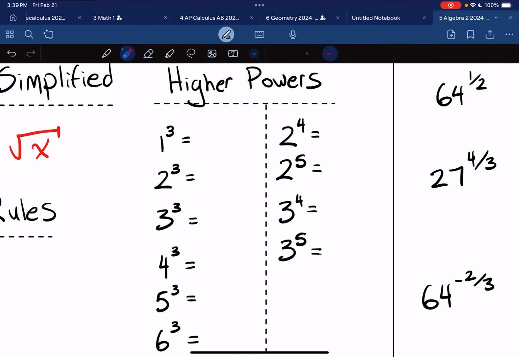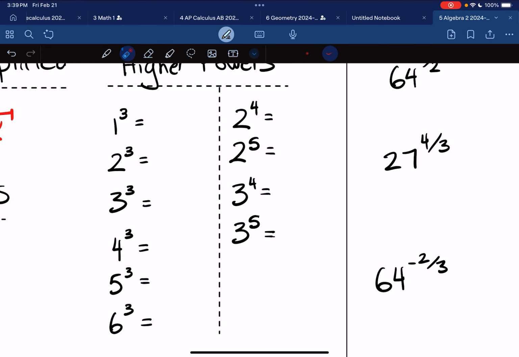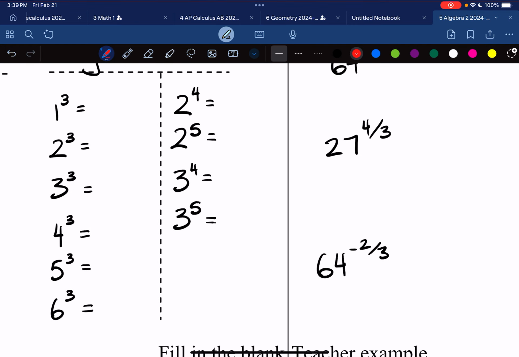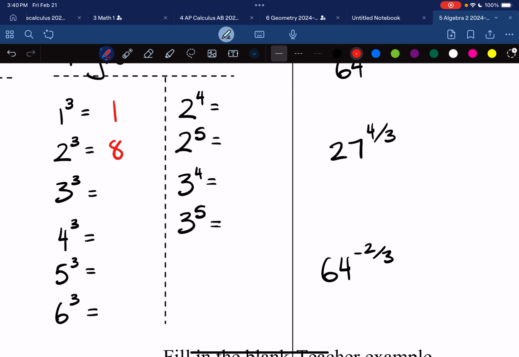All right, another thing that will definitely help on this lesson is knowing your higher powers. So what is 1 to the power of 3? Nice and easy. 1 times 1 times 1 is just 1. If you don't know your perfect cubes, you should definitely have it memorized. I have it posted in my classroom up above my 3D printer. Your perfect cubes are 2 cubed is 8, 3 cubed is 27, 4 cubed is a very confusing 64.